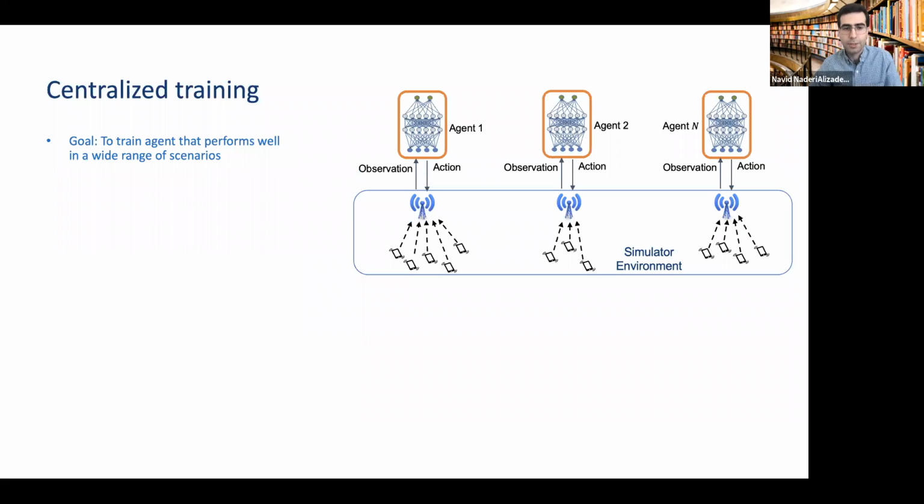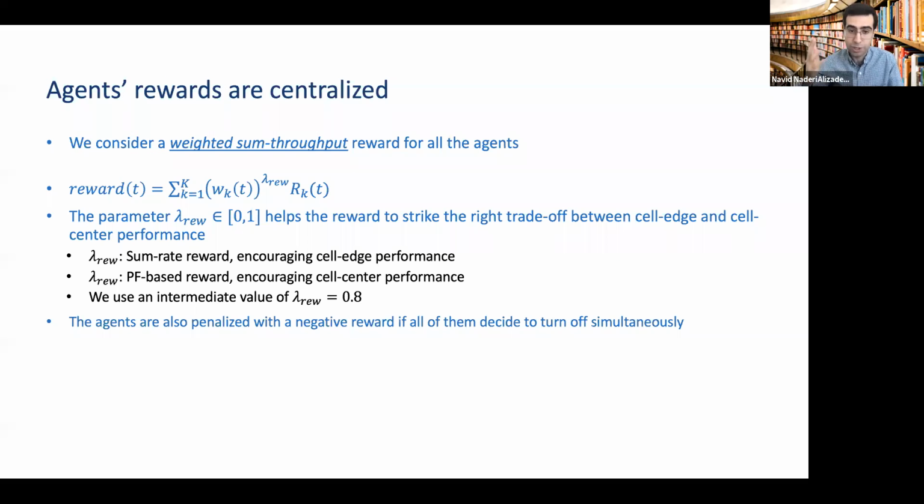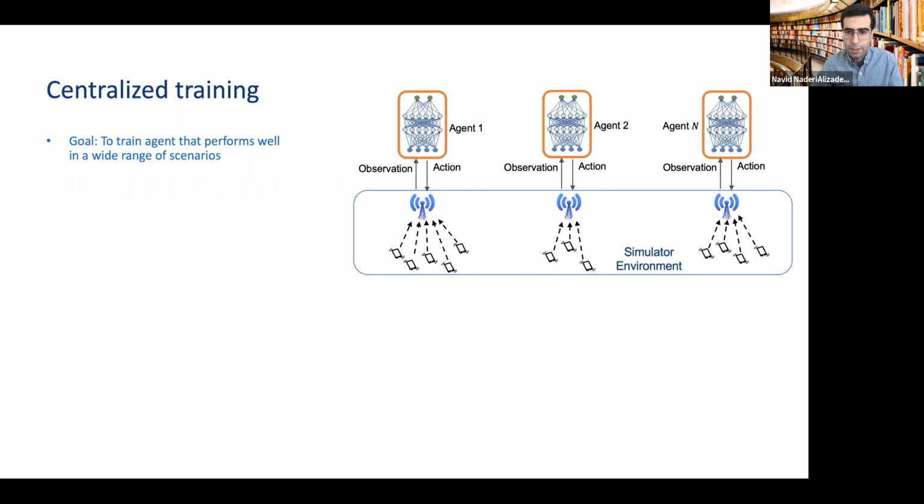Yep, good. So 0.8 is more towards the cell edge performance, and that's exactly what we are going after, but we also want to take care of the average performance across the network. Okay, so in terms of how we train this, as I mentioned, we want to train our agents to make sure that they work well across a wide range of scenarios.